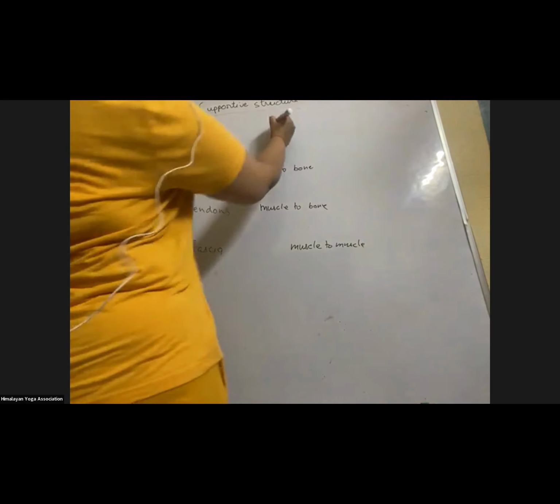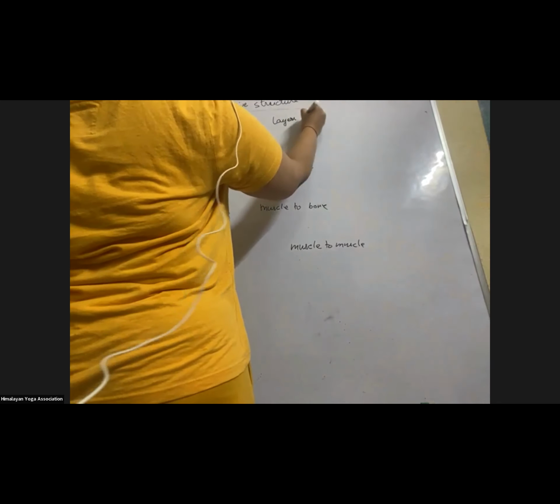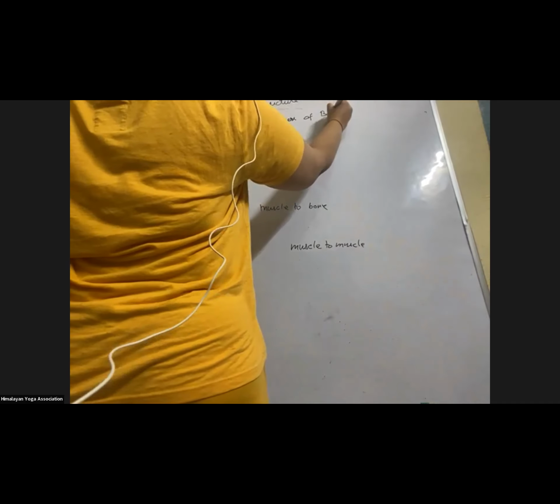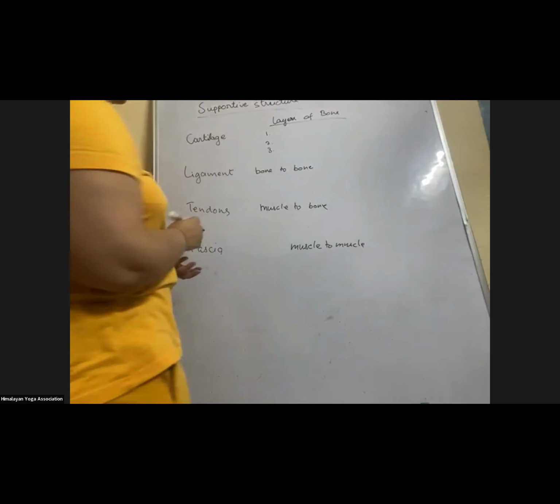Okay, so we will study some disease and disorders of the skeletal system. Before that, we have 3 layers of the bones. The 3 layers of a bone. Can you tell me those?